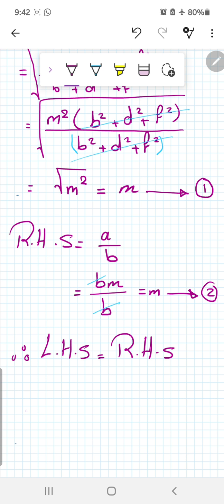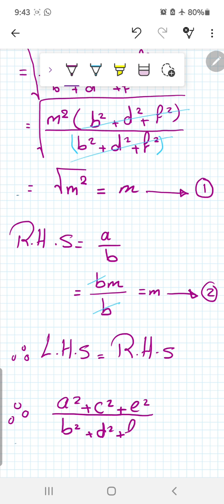Okay, write the question. So we have A power 2 plus C power 2 plus E power 2 over B power 2 plus D power 2 plus F power 2, under the square root, equals A over B.